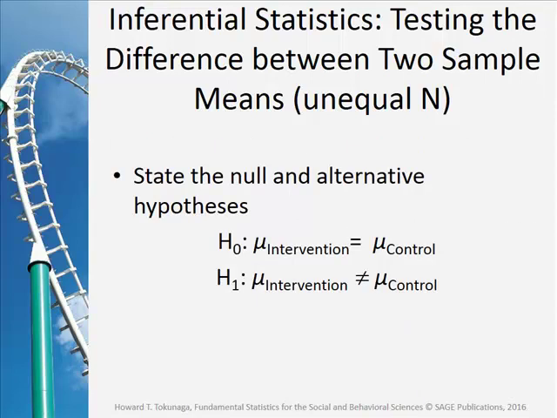We state the null and alternative hypothesis. The null hypothesis says that the intervention group and the control group should be the same. If it has no effect, there should be no difference between the two groups. The alternative hypothesis is that we had an intervention and it should improve the students.